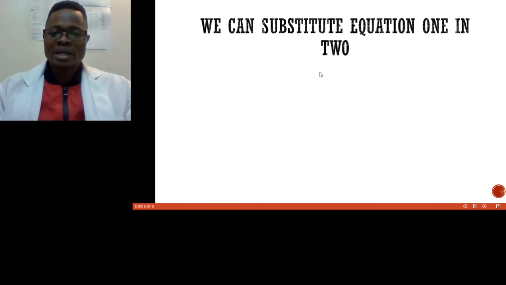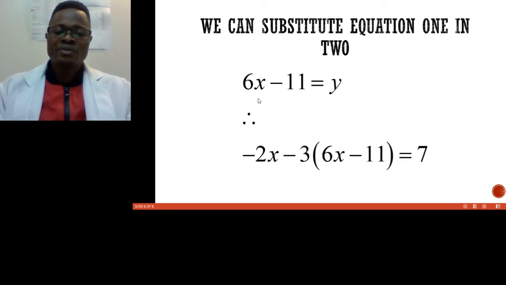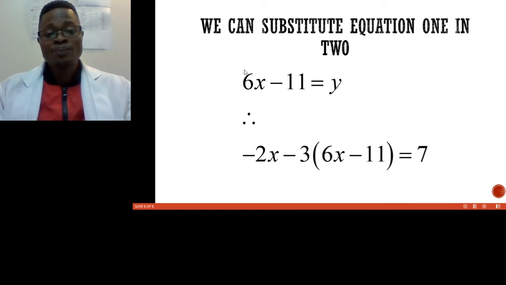And when we do that, we can now substitute equation 1 into equation 2 so that we will have minus 2x minus 3 times the expression from equation 1. Of course, you know that when we have 6x minus y equals 11, we can take y to the other side so that we have 6x minus 11 equals y. Now, if we substitute this into our equation 2, you will have minus 2x minus 3 times (6x minus 11) equals 7.